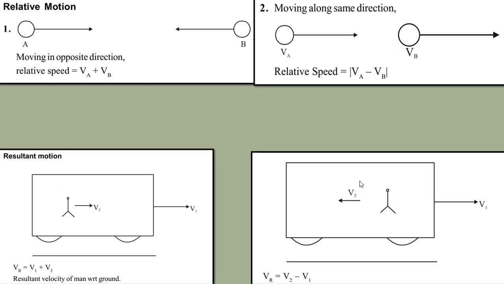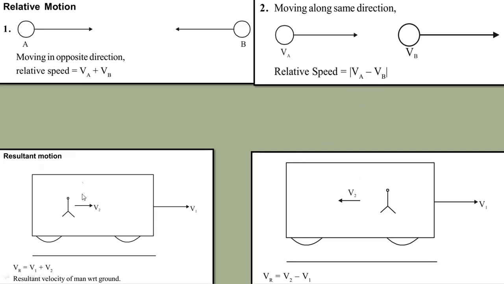A and B moving in opposite directions: relative speed is equal to Va plus Vb. Second, moving in the same direction, Va and Vb: relative speed is equal to Va minus Vb, and since we are calculating magnitude, this is the magnitude of Va minus Vb.